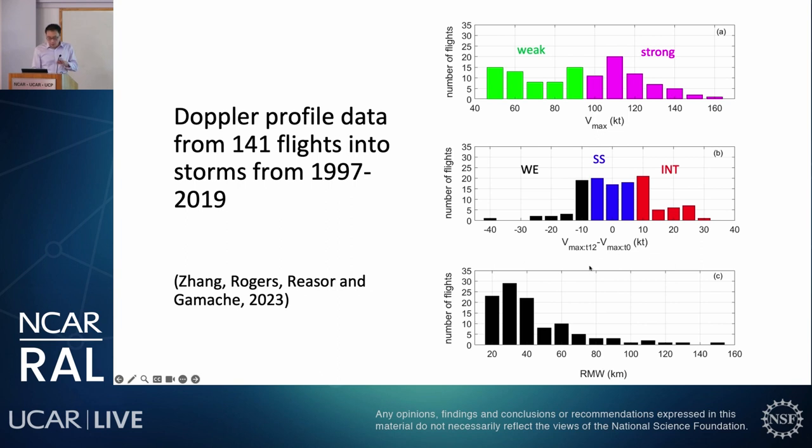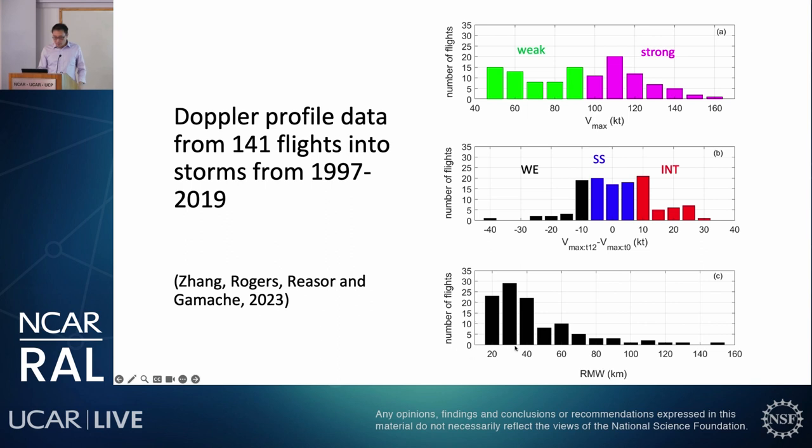For this 12-hour intensity change, if the storm weakened more than 10 knots within 12 hours, we call it a weakening case. The steady state is from -5 to 5 knots, and the intensifying group is for the cases with 12-hour intensity change larger than 10 knots.